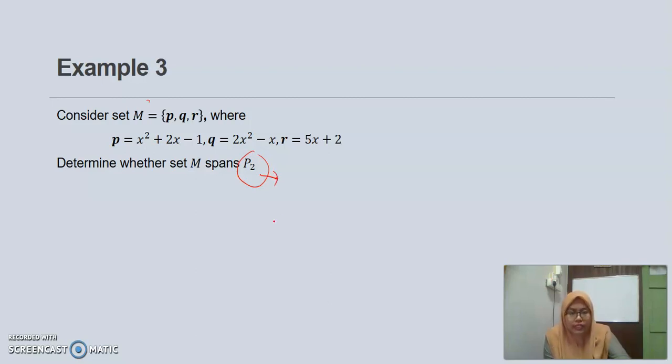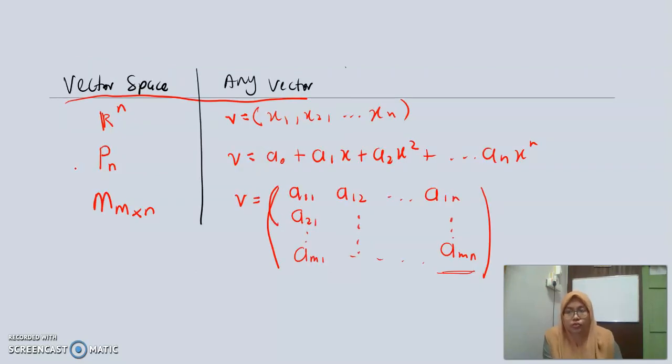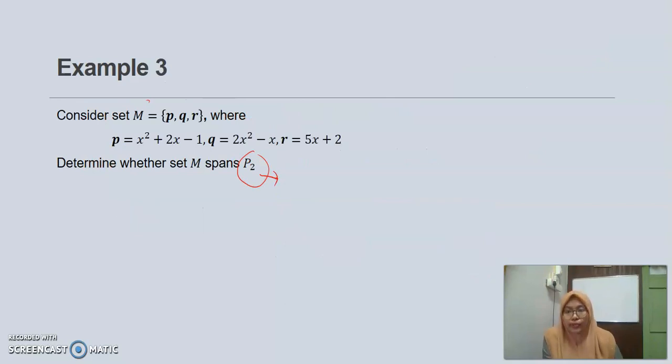So if it is a polynomial of degree 2, your vector should be in the form of a0 plus a1x plus a2x squared. Okay, so only up until degree 2 here because it is a polynomial of degree 2. So the given set M here: P is x squared plus 2x minus 1, Q is 2x squared minus x, R is 5x plus 2.